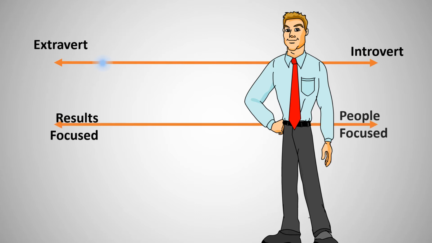The second axis that the tool assesses them on is whether they're results focused or people focused. Again, everybody is somewhere on that scale, and each time the person answers a question, the tool narrows it down to find out where that person is most likely based on those two axes.